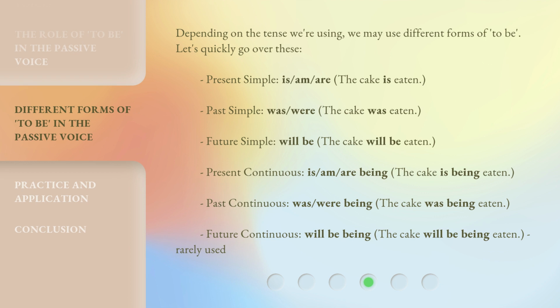Present continuous: is, am, are being. The cake is being eaten. Past continuous: was, were being. The cake was being eaten. Future continuous: will be being. The cake will be being eaten. Rarely used.